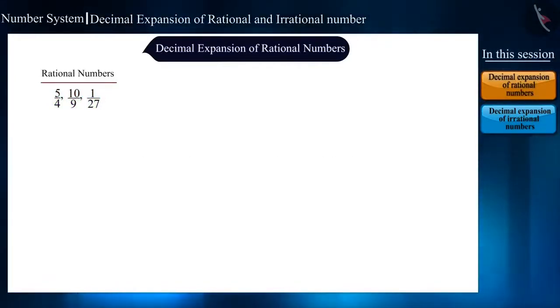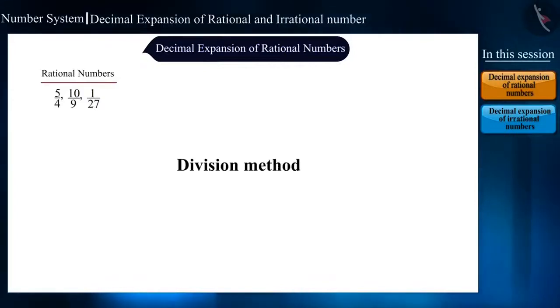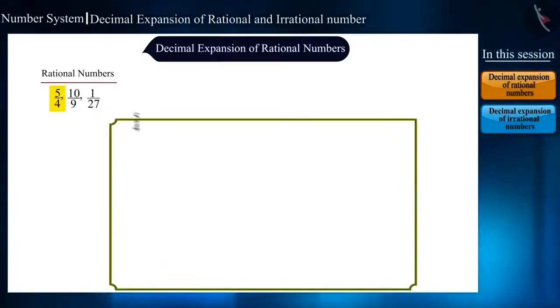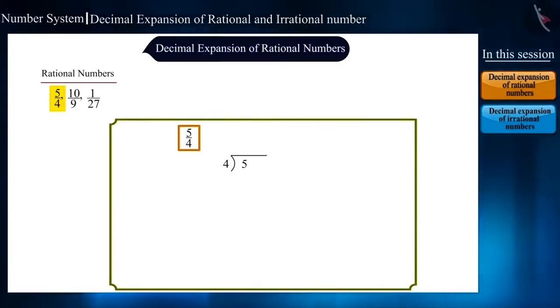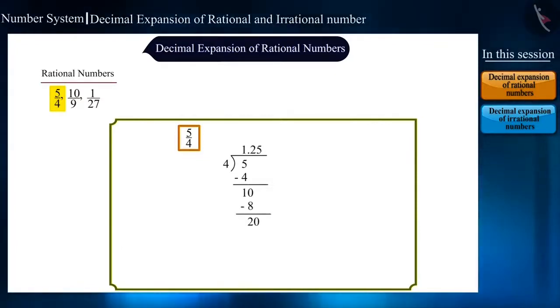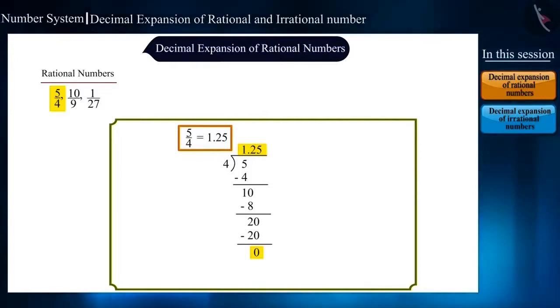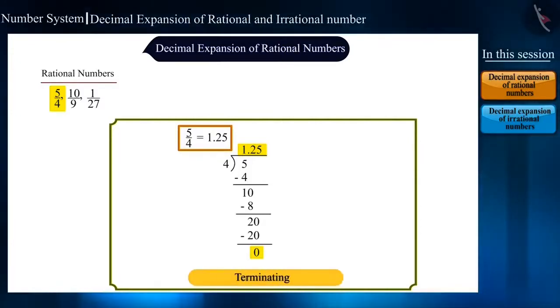Yes. For that, we will have to solve them by the division method. Let's take the first example 5 by 4. Here, we will divide 5 by 4. We get the answer as 1.25. In this example, after a few steps, the remainder becomes 0 and the decimal expansion in the quotient ends. Therefore, this decimal expansion is called terminating decimal.